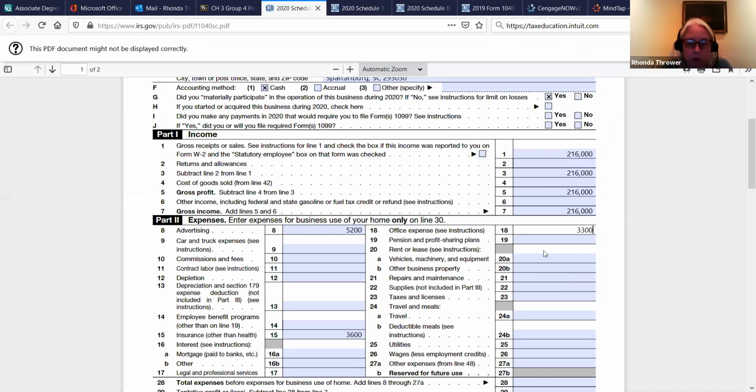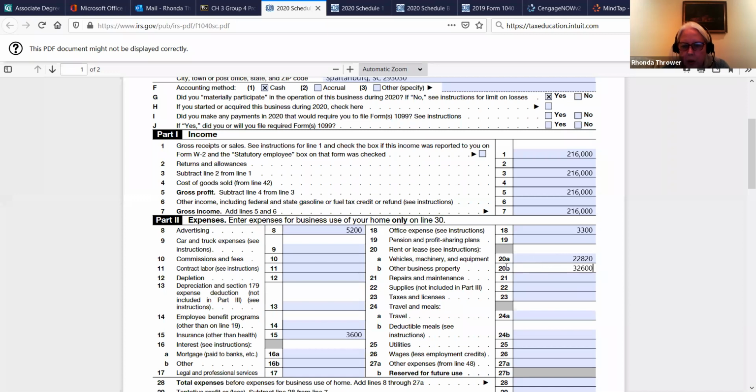Okay, I've got 22,820 here. Yep, for the machinery. And then what about the other business property, because there's a rent for 32,600? And that would go there too. Okay.